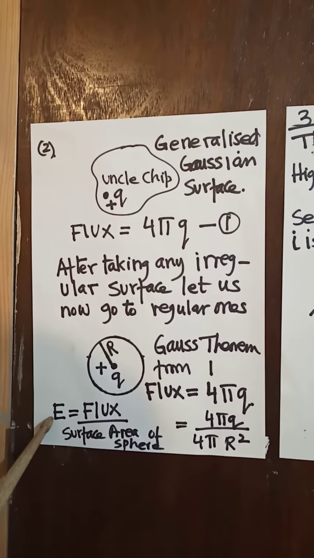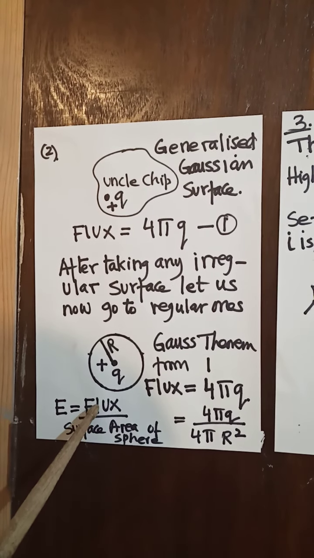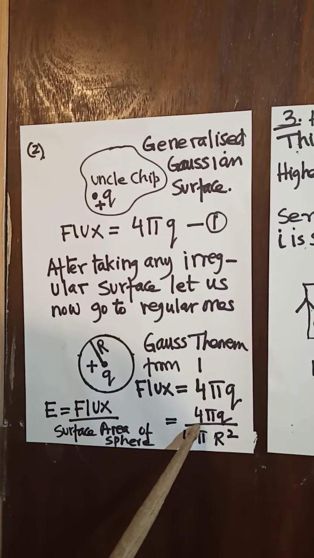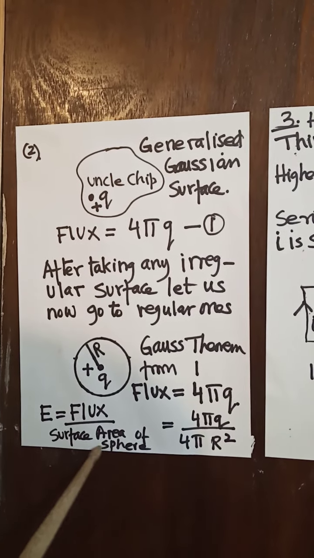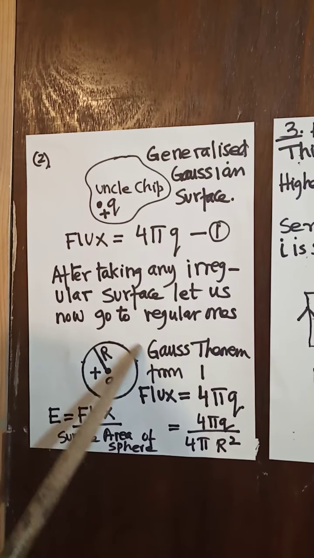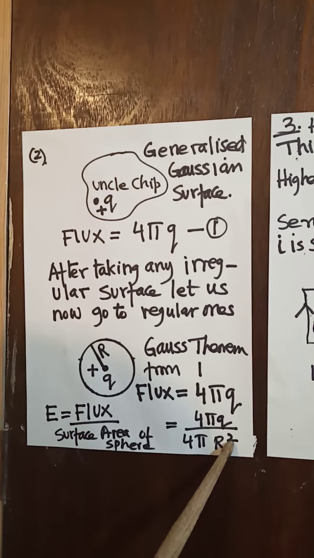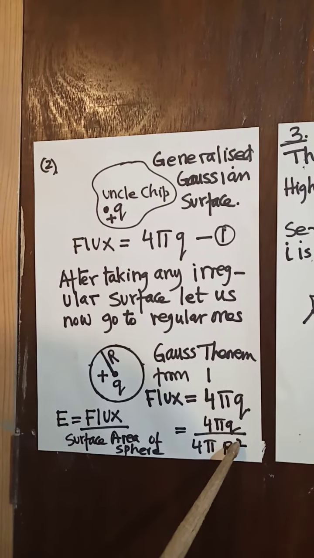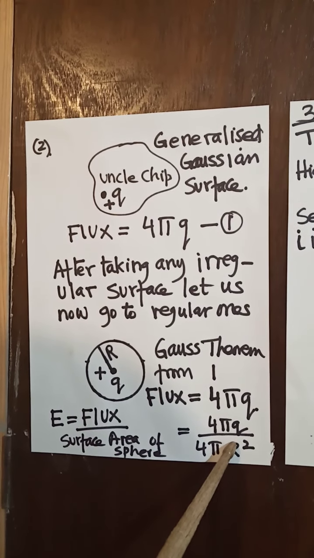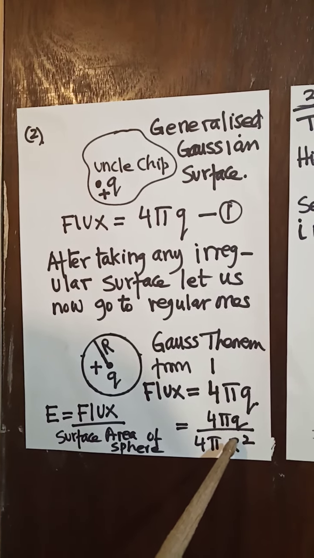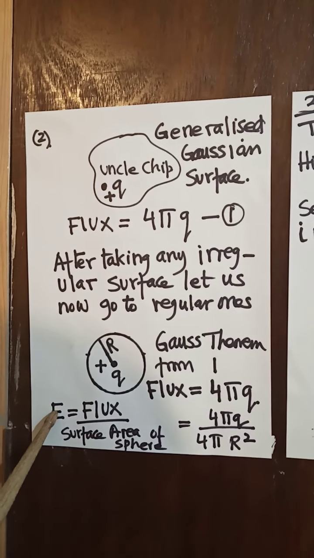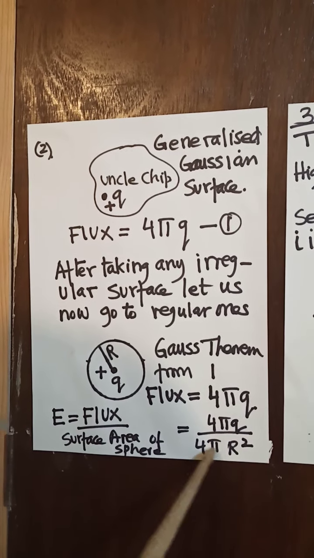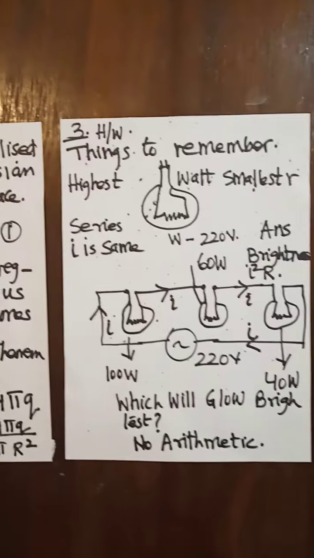Now, electric intensity is flux divided by surface area of the sphere. So 4 pi Q is the flux, and the surface area of a sphere is 4 pi r square. So E is Q by r square. So what do we get here? This is the proof of the Gauss theorem. Electric intensity is Q into 1 by r square. 4 pi cancel.